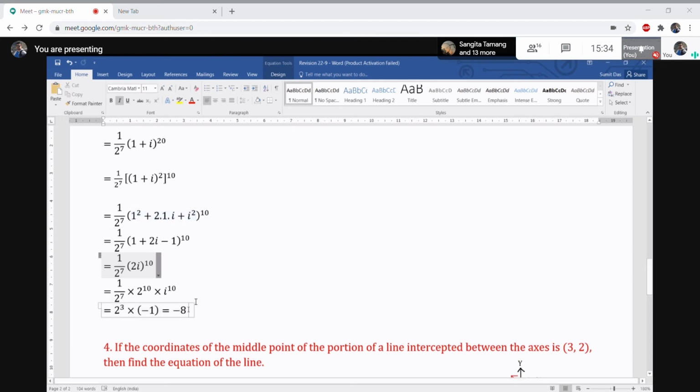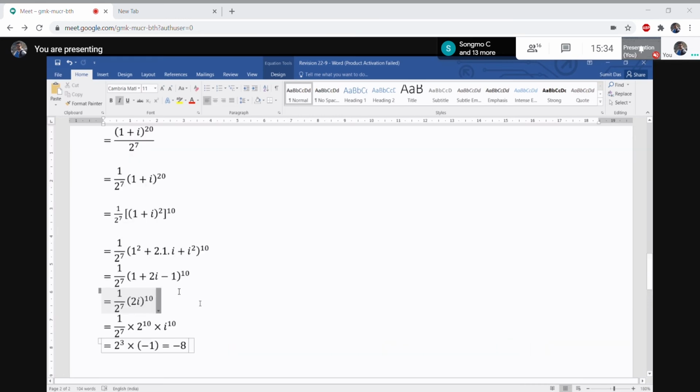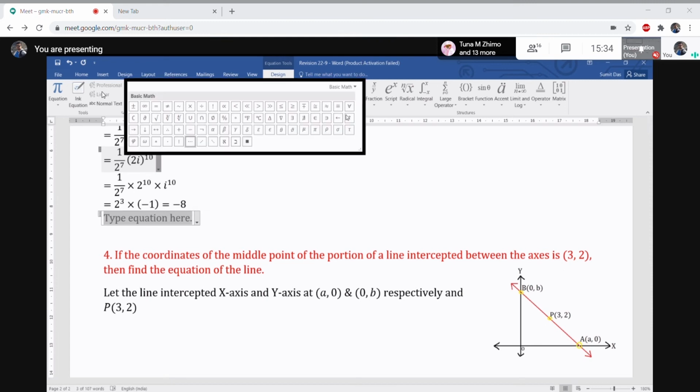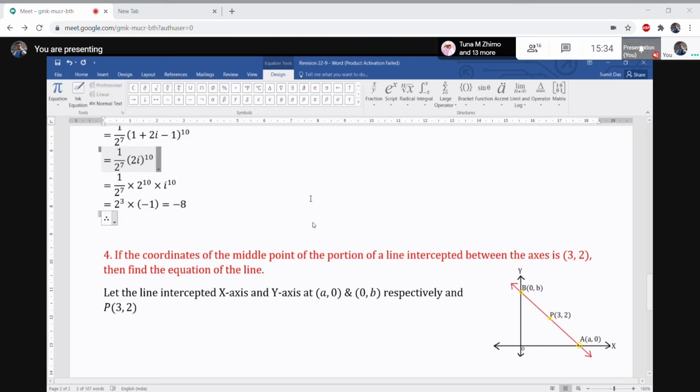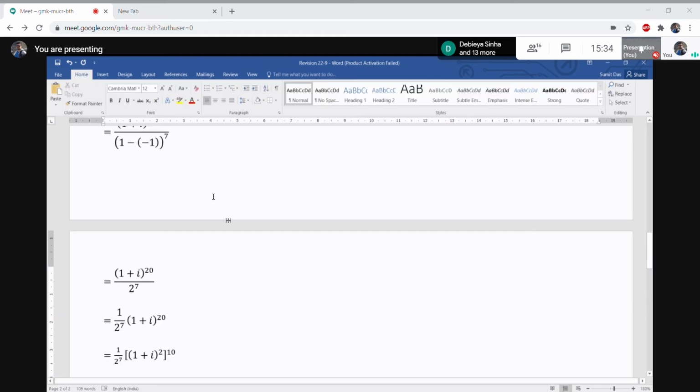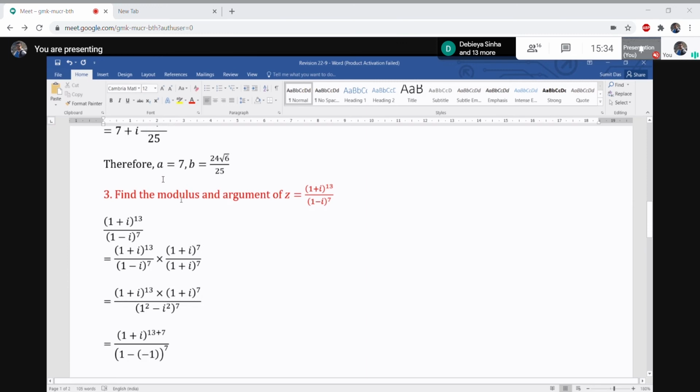So what did we get here? We got the value of the complex number. Z, that is what was given, we can write z equal to minus 8, or you can write minus 8 plus i into 0 to represent the complex number. Now our work is not done. We have to find the modulus and argument.